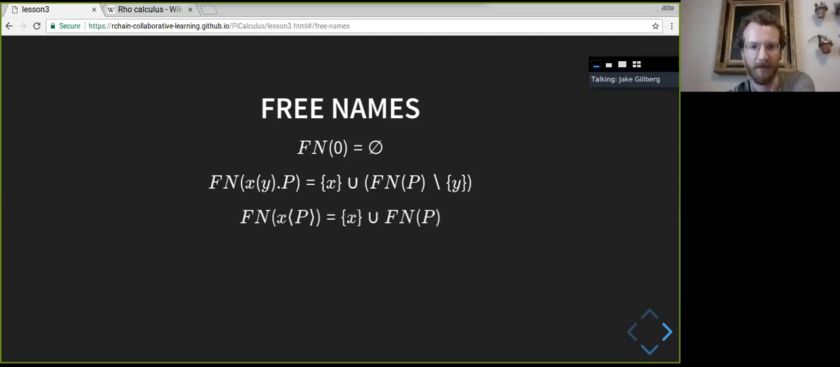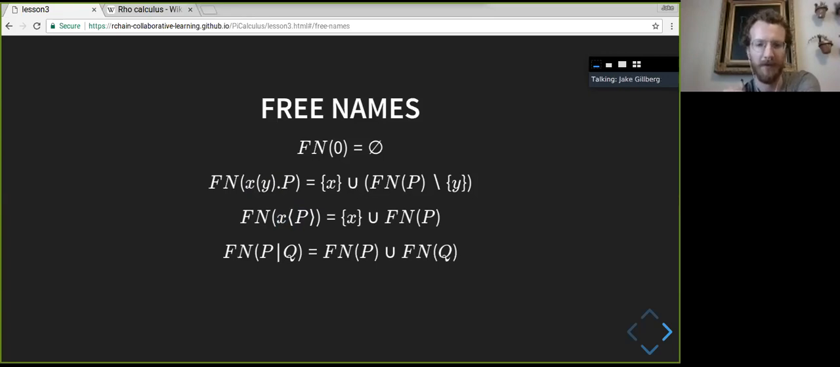And then we have the lift operator free names. So here the output is going to be on X. So X is a free name. And then any of the free names that are in P are also going to be free names of this process.